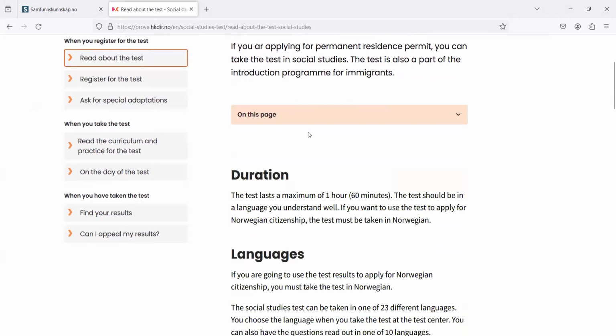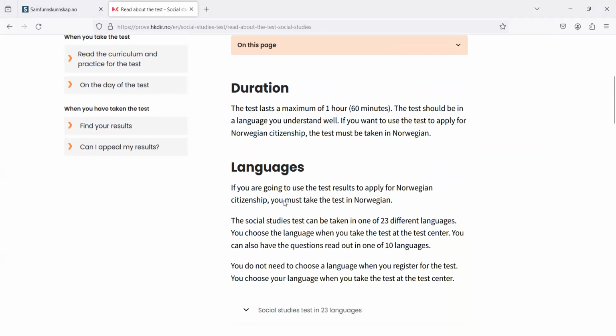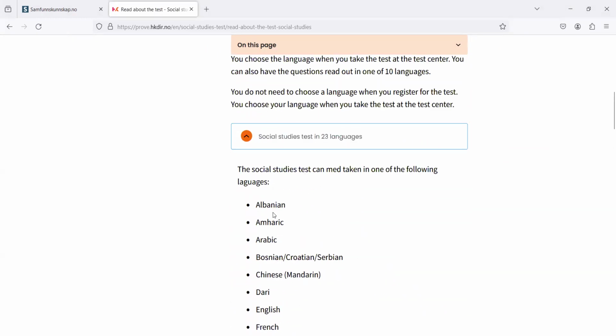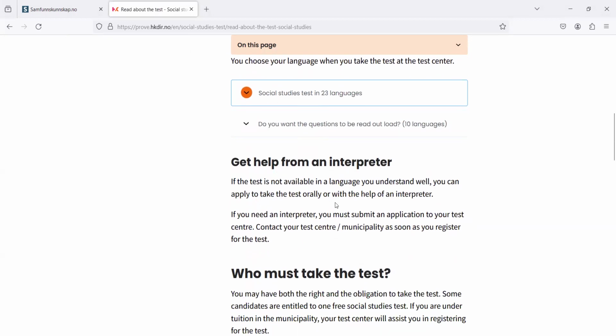Here you find complete information. The duration of the exam is 60 minutes, and in specific conditions you can get more time. You can choose different languages. There are 23 options available, so you can take that exam in Norwegian, English, and many other languages. You can check the list of those languages here. If you need any help, for example, if you want to give the exam orally, you can give that test orally.